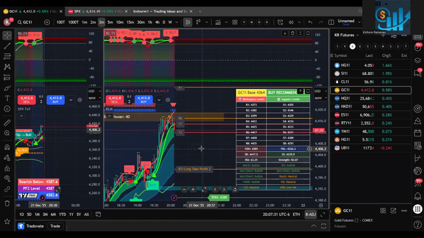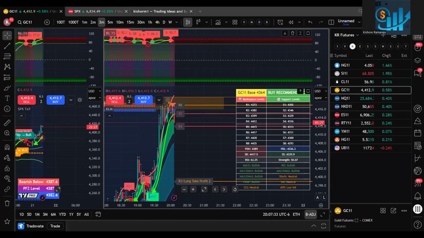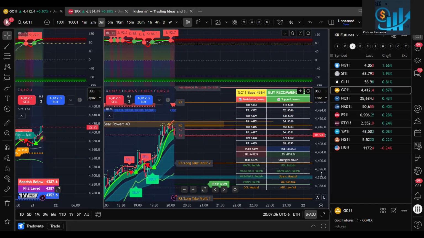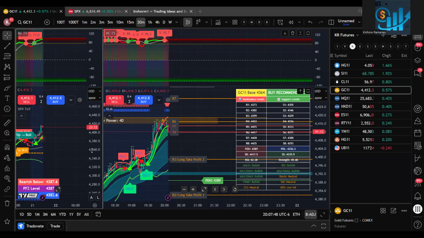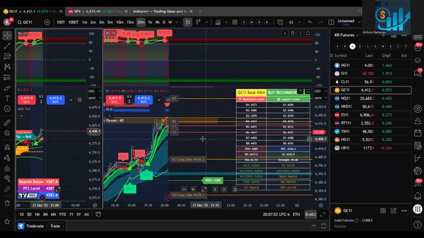So, as you know, generally, whenever you want to do trading in the evening time, we generally use 3 minutes time frame. So, let me quickly explain to you what is the process we use.